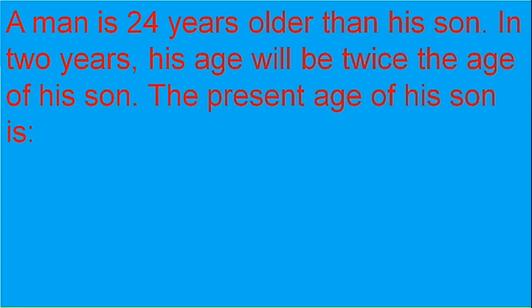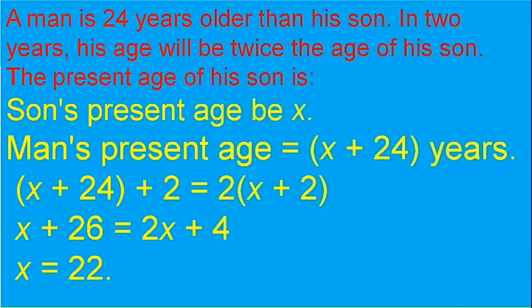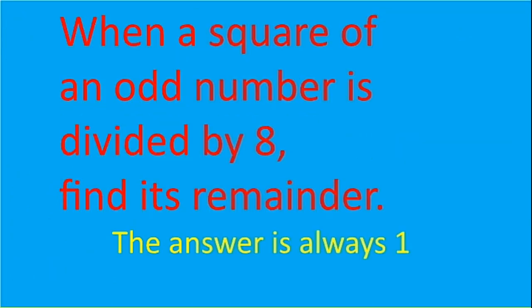How to solve this? Okay, let the present age of the son be x. The man's age is equal to x plus 24, because he is 24 years older than him. So after 2 years means plus 2 on both sides. x plus 24 plus 2, that is x plus 2. But in the given condition it is twice. Once you solve, you will get the answer as x equal to 22. So the age of the son is 22. Simple, right? Shall we do the next question?